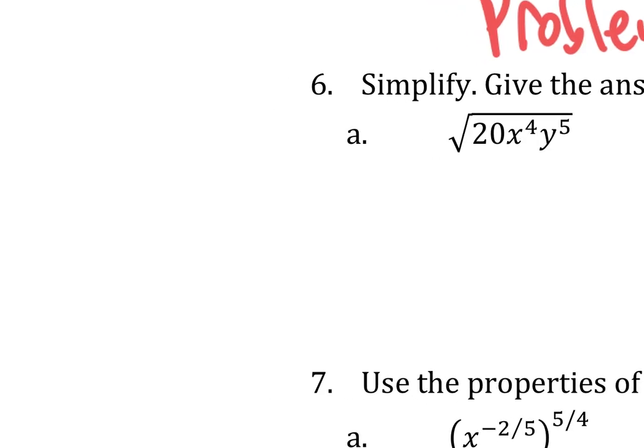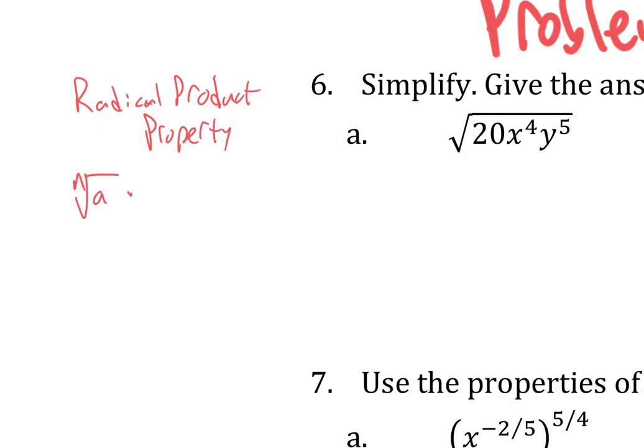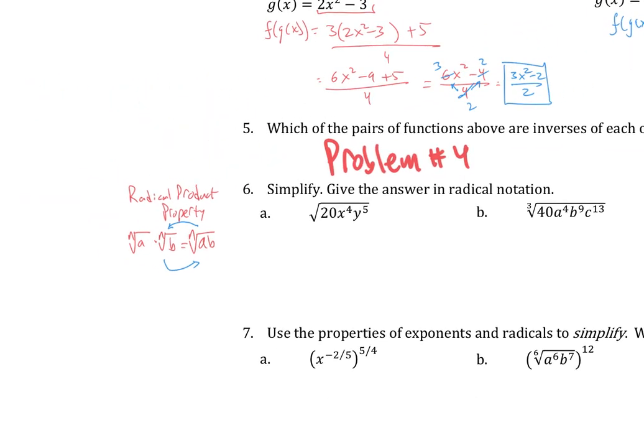The key property that we're using here will be the radical product property. Okay, the radical product property says that when we have the nth root of a times the nth root of b, we get the nth root of ab. And this works both ways because equality goes both ways. So we can put things together and we can also take things apart. Okay? So we're going to use that a whole bunch here.